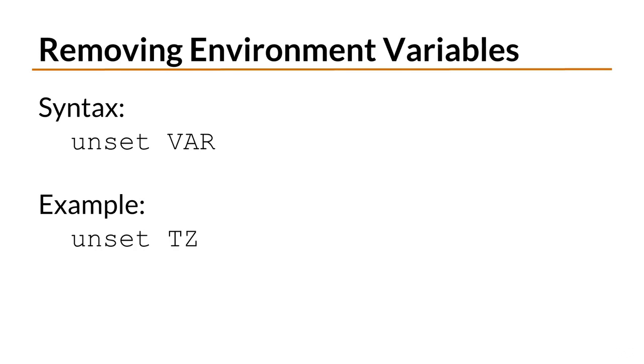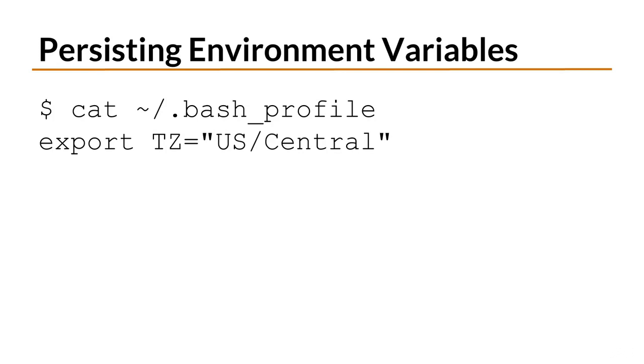Let's say you no longer need or want an environment variable. To remove it from your environment, run the unset command followed by the environment variable name. For example, let's say we want to rely on the default time zone of the system instead of overriding that with a TZ environment variable. So we remove it by running unset TZ. The act of setting and unsetting environment variables from the command line affects your current running session only.